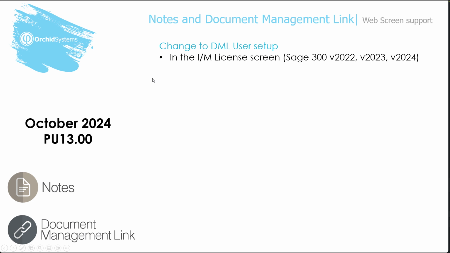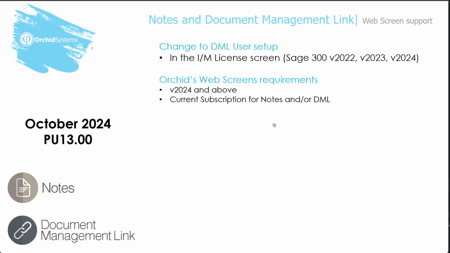In summary, the new product update for Notes and Document Management Link 2024 will be released in October as PU number 13 and will include support for the web screens. It will also be released for 2022 and 2023 as PU 13 and will include the changes to the DML user setup. You have to set it up in the license screen. To run the web screens, you will need version 2024 and above.